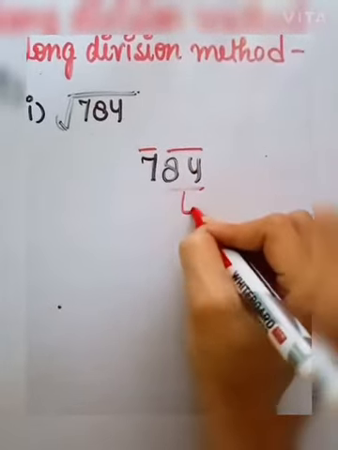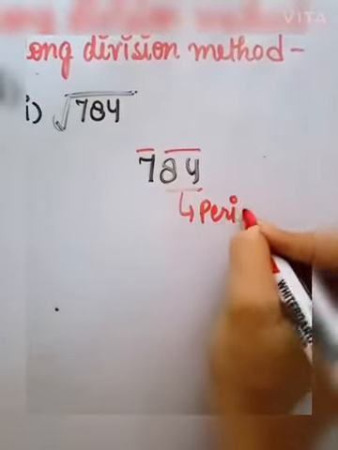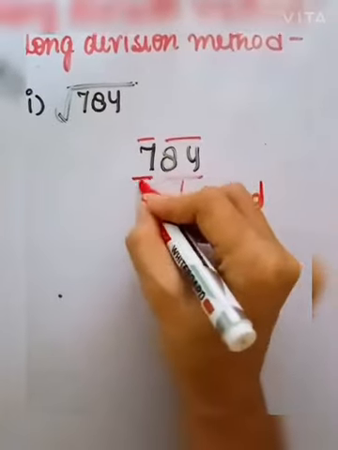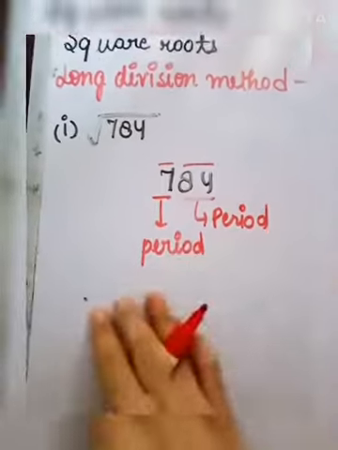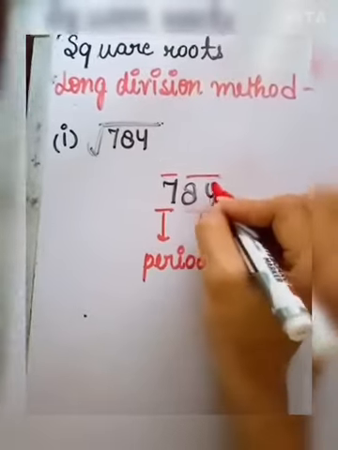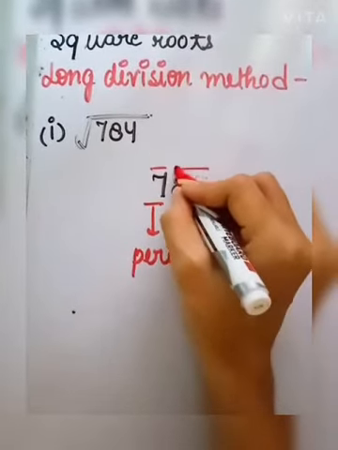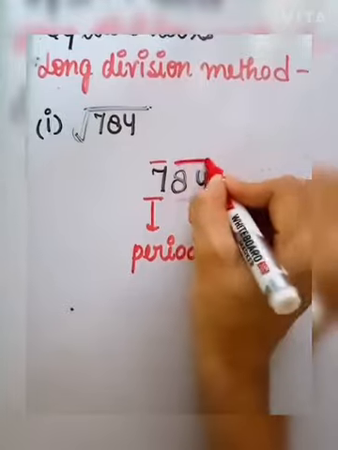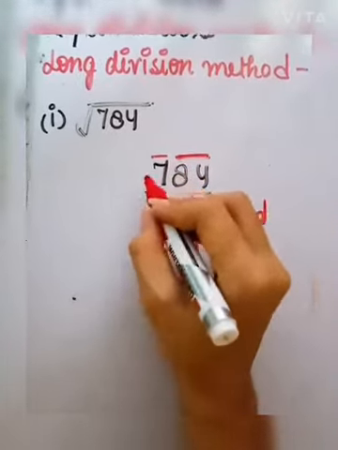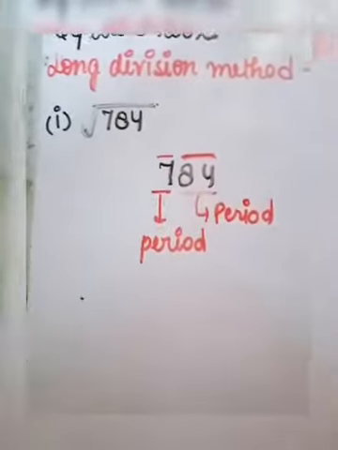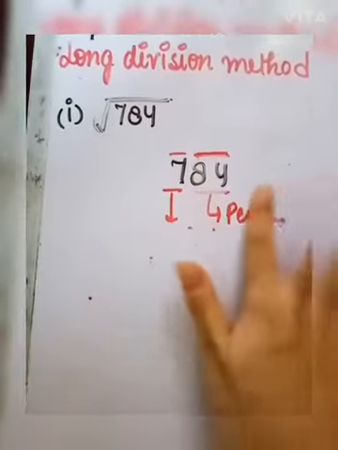It is the first period and this is another period. Okay, when you pair the numbers, they are known as periods. So we started making pairs from the unit place. This is the first pair and 7 is left alone, so we will write it like this. Okay, this is another period.